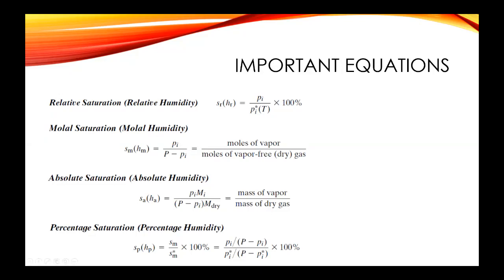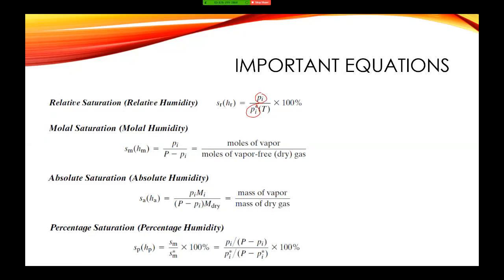Okay? So the formula to calculate that is the partial pressure of the component, let's say water, for the example that I'm giving, the partial pressure of water divided by the vapor pressure of water at that temperature times 100.